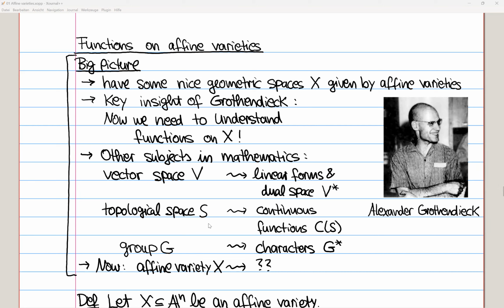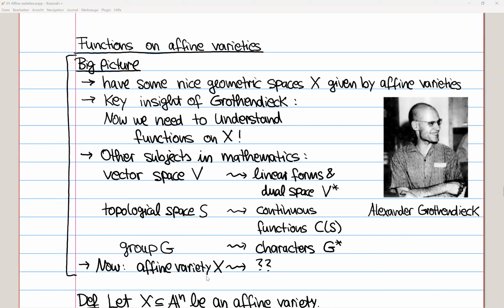Similarly, when you have a topological space, you can start studying the space of continuous functions on it. Maybe you can place some nice extra structures on this set of functions, and then often this helps you understand the space better. And finally, when you talk about groups, there are the characters G star, which, if you work over the complex numbers, would be group homomorphisms to C star. In group theory, those are pretty important concepts if you have seen this before. So in all different areas of mathematics, understanding functions on your spaces is crucial.